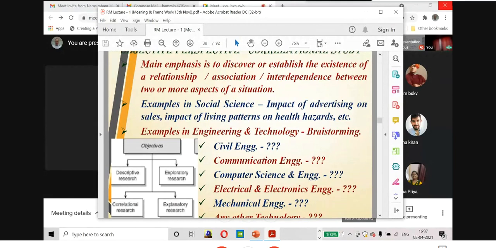It need not be related to hydraulics. It can be any problem in civil engineering.